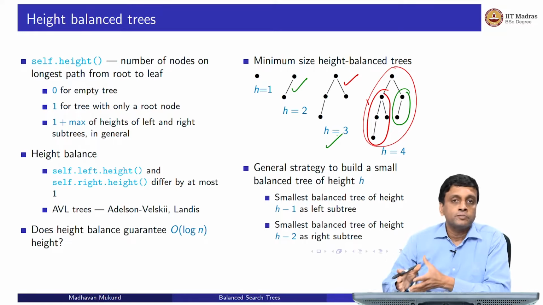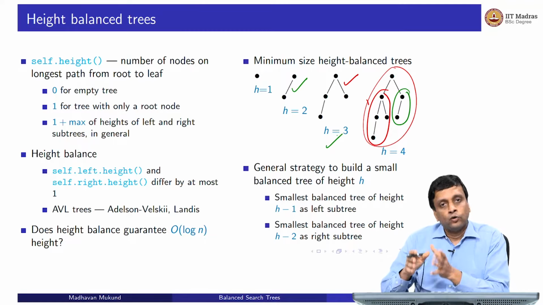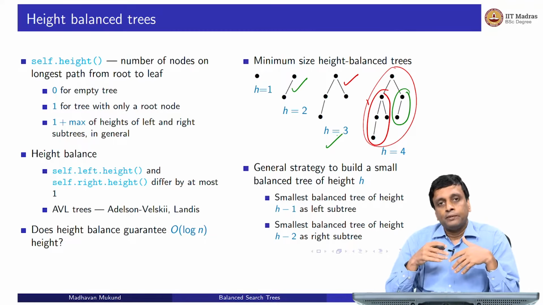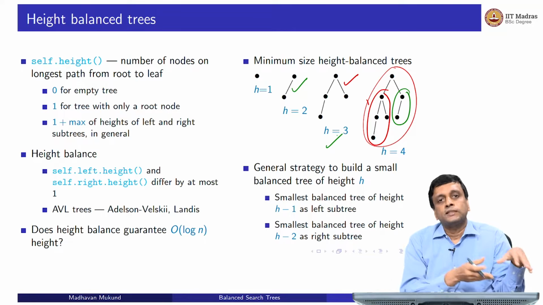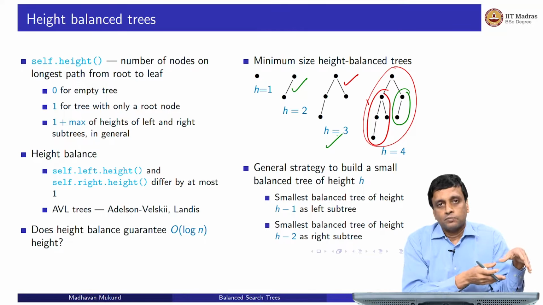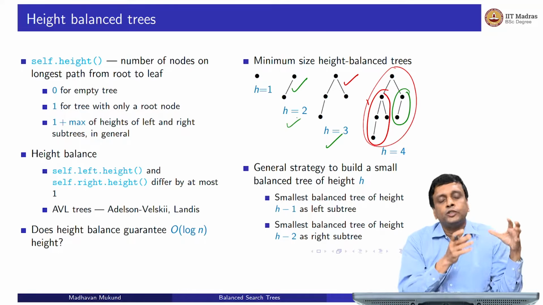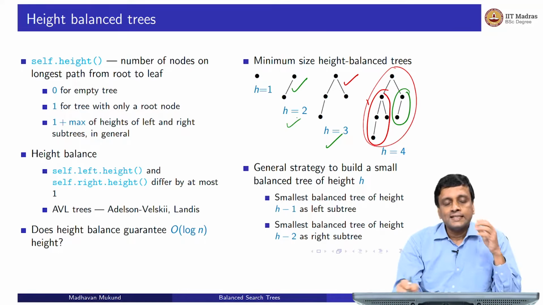I take the smallest possible tree of height 3, I know it's height balanced, and I put it on the left hand side. Now in order to keep this height balanced, because I put 3 there, I must put something which is 2 on the other side at least, because otherwise the difference will be more than 1. So I take the smallest possible tree of height 2 and put it there, right? So this is the general strategy, right?